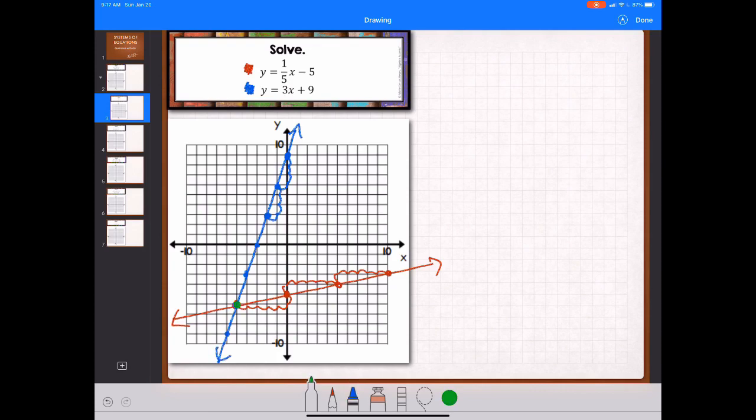And the lines intersect right there. So my solution to the system is negative 5, negative 6.